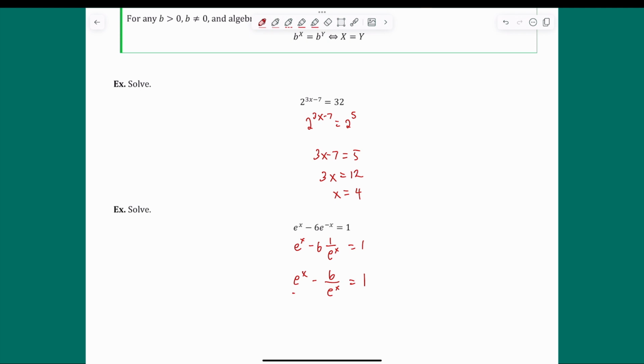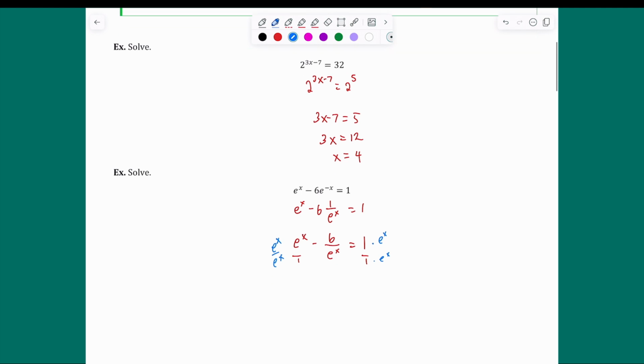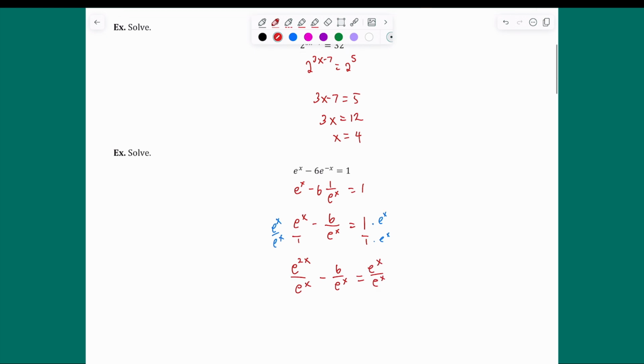So I'm going to think of this as 1 over 1, and the LCD would be e to the x. I would have to multiply this fraction by e to the x over e to the x on this side. This already has an e to the x, but this doesn't. So we have e to the x times e to the x here times 1. Doing so would give me e to the 2x over e to the x minus 6 e to the x equals e to the x over e to the x. And then basically forget about the denominators, because if you multiply through by the LCD, you will get exactly this equation.